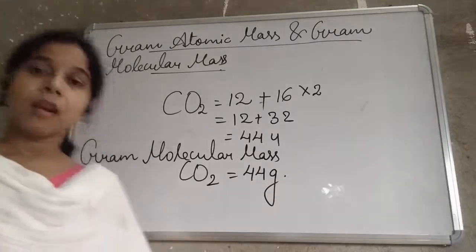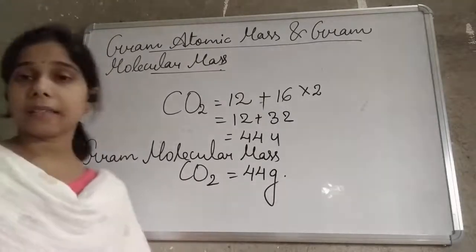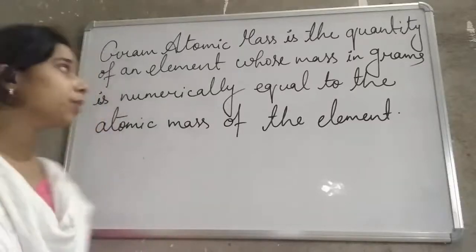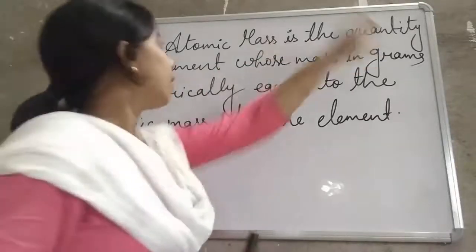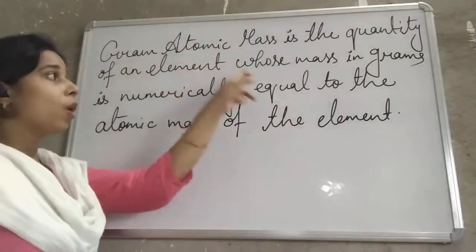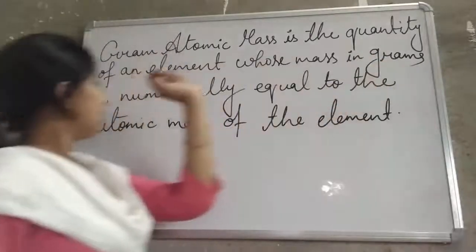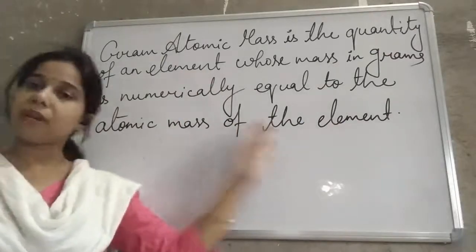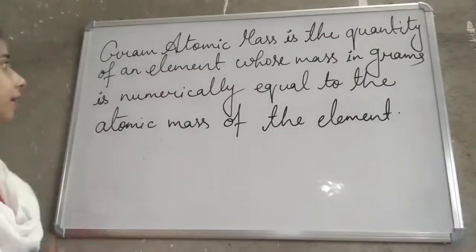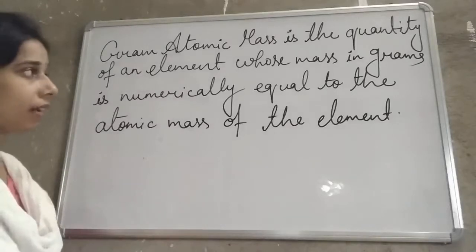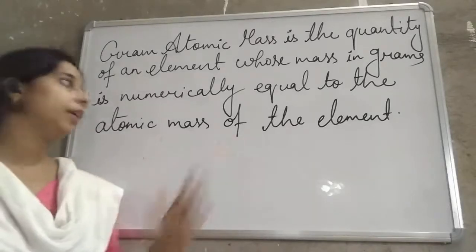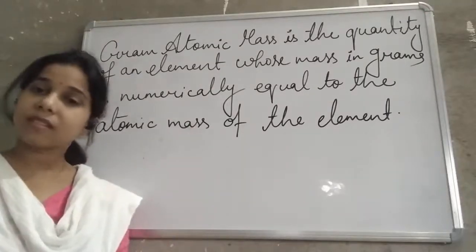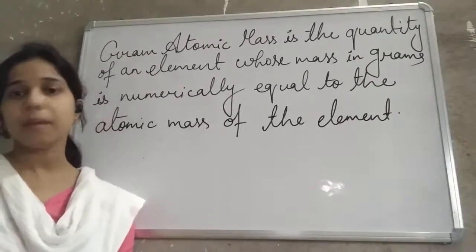Okay, students. Now we will start with another topic, and that is mole. So we can define gram atomic mass as what, student? Gram atomic mass is the quantity of an element whose mass in grams is numerically equal to the atomic mass of the element. So this is the definition of the gram atomic mass.